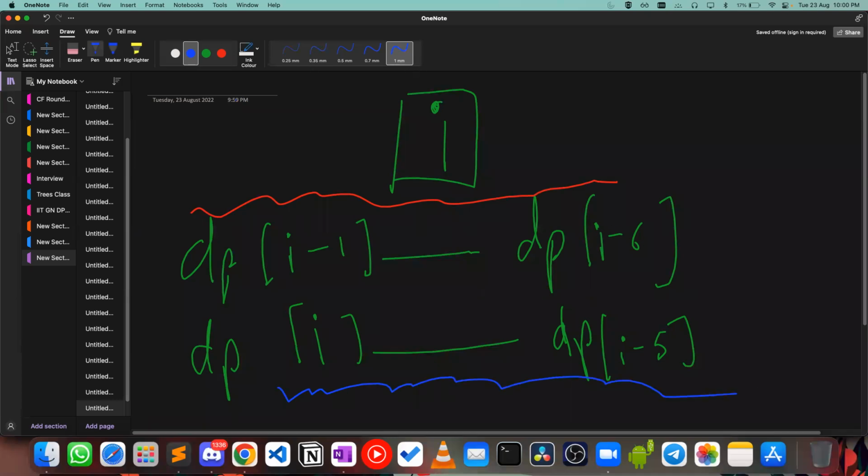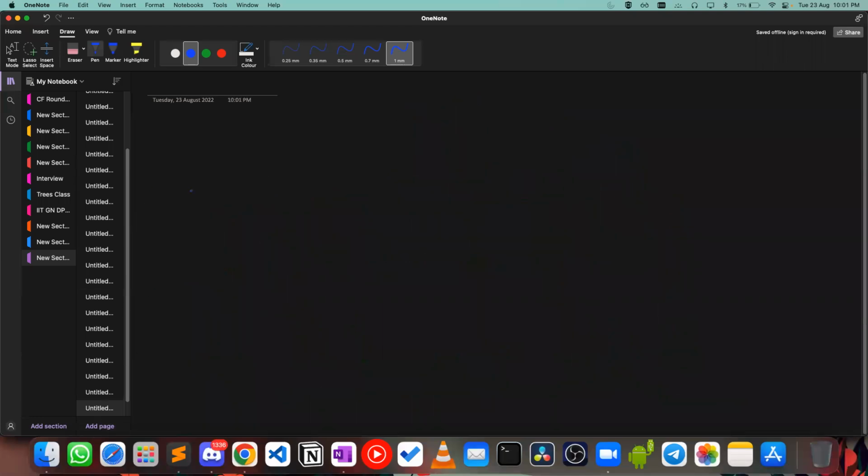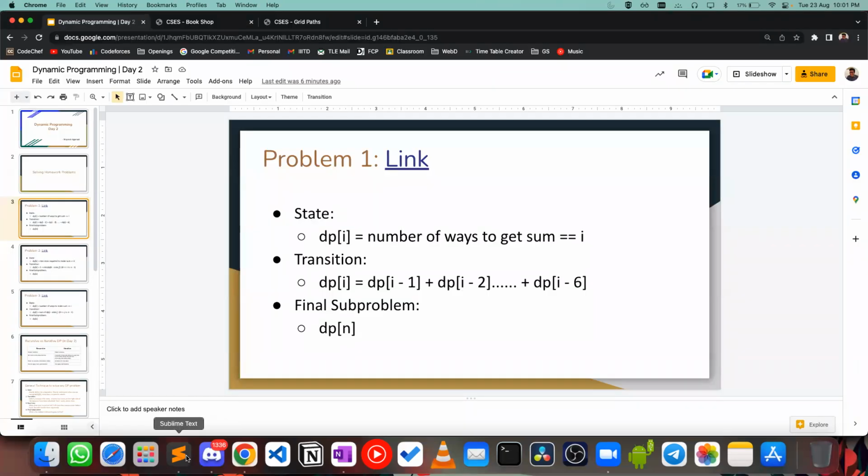Because what is the next state that I will evaluate? It will be I plus 1. Will my dp of I plus 1 depend upon dp of I minus 6? Yes or no? Will the state dp of I plus 1 depend upon dp of I minus 6? No, that's correct. So what you can do is you can create 2 arrays. One is the current state, and the other one is the previous state. So let's try to code this up.